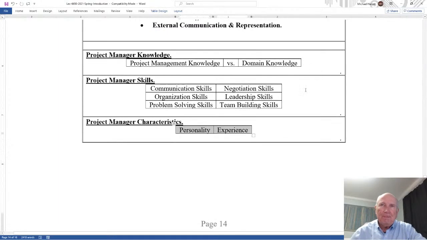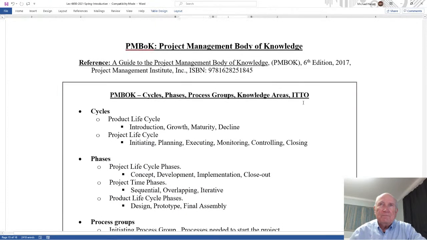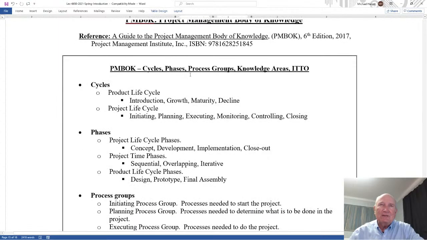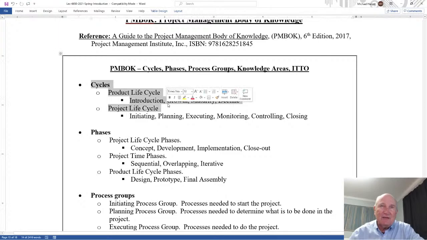Okay, let's go on. Okay, finally, at the end here, getting ready to launch, looking at the material. The PMBOK guide is organized over cycles: product life cycle, project life cycle.